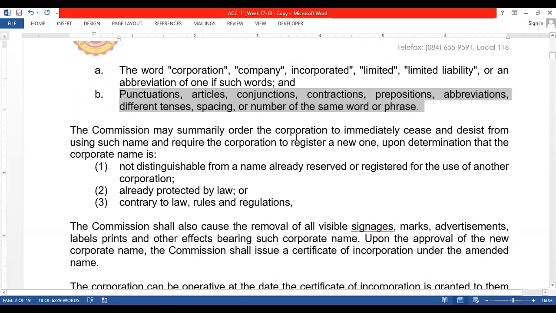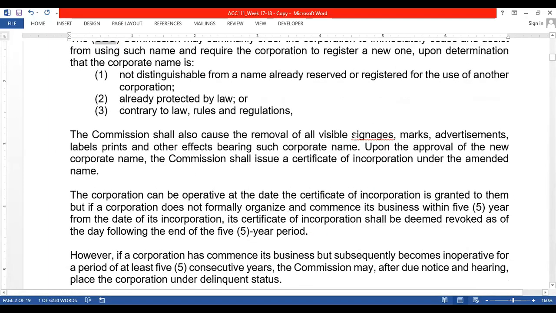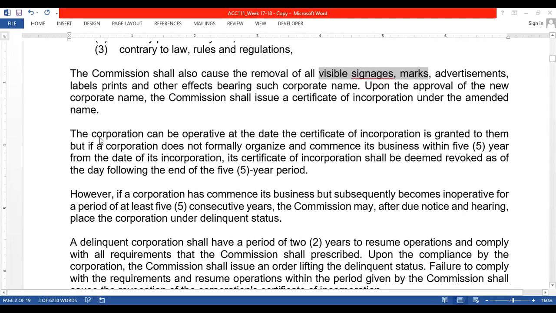The commission may summarily order the corporation to immediately cease and desist from using the name and require the corporation to register a new one. The commission specifically mentioned here is the Securities and Exchange Commission, the SEC. The SEC is the governing body that regulates corporations here in the Philippines. The commission also causes removal of any visible signages and remarks, labels, frames, and technical issues regarding the corporation.